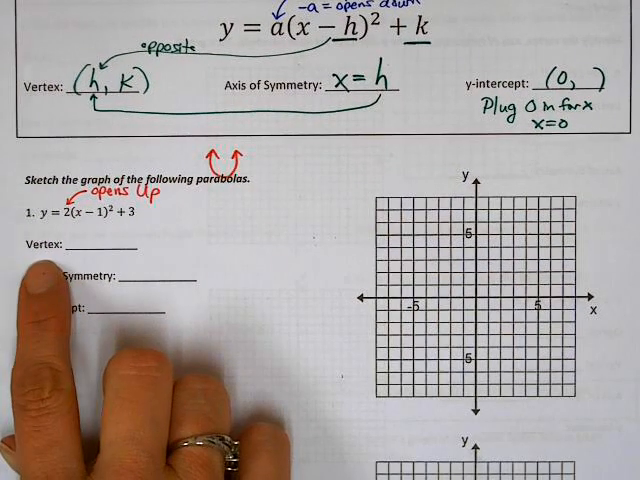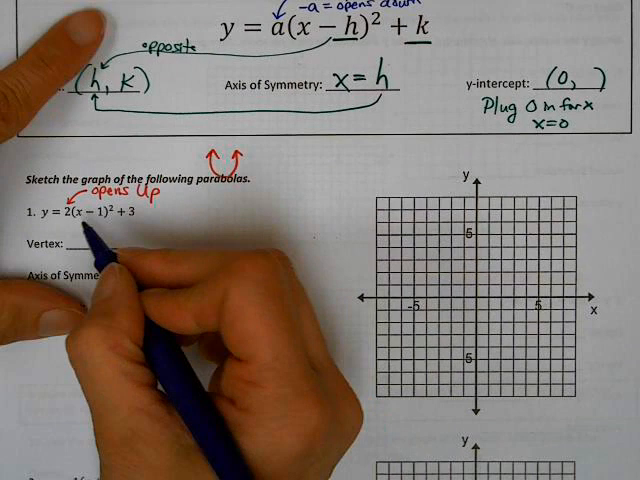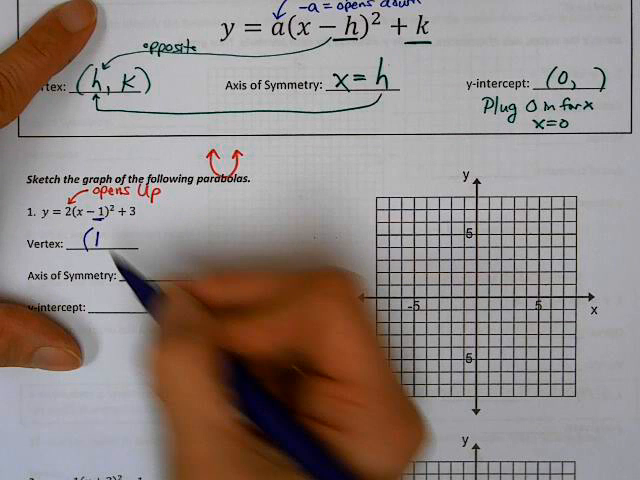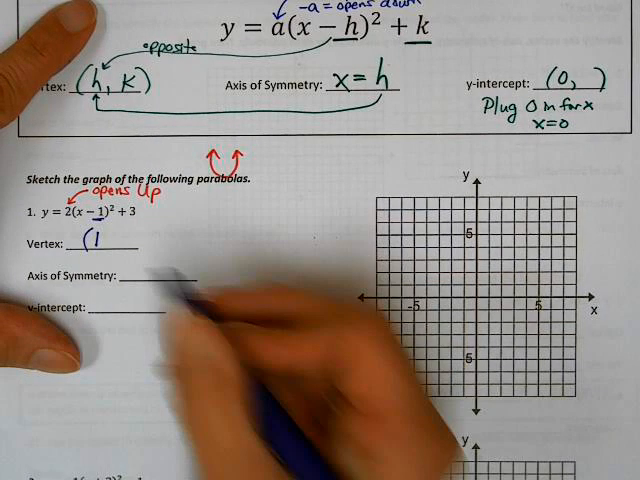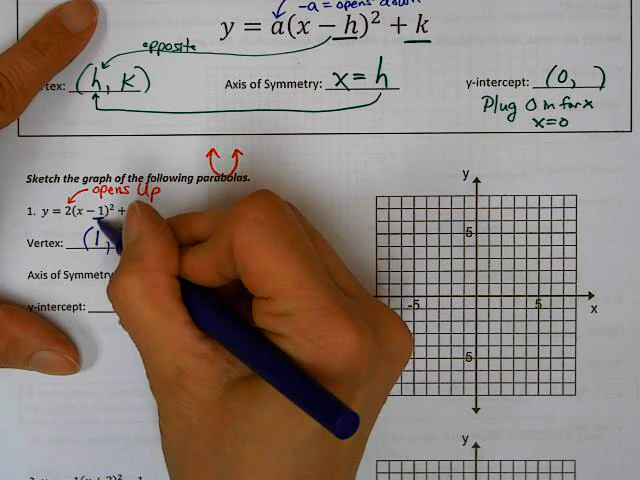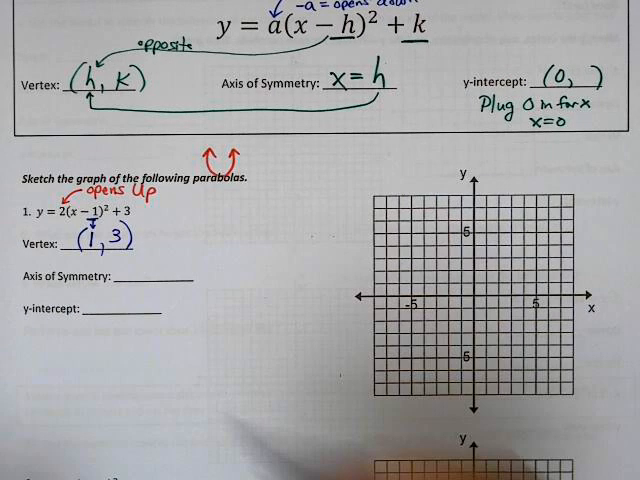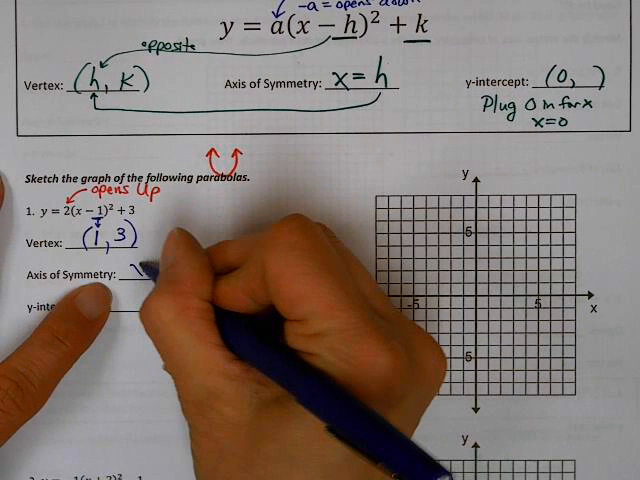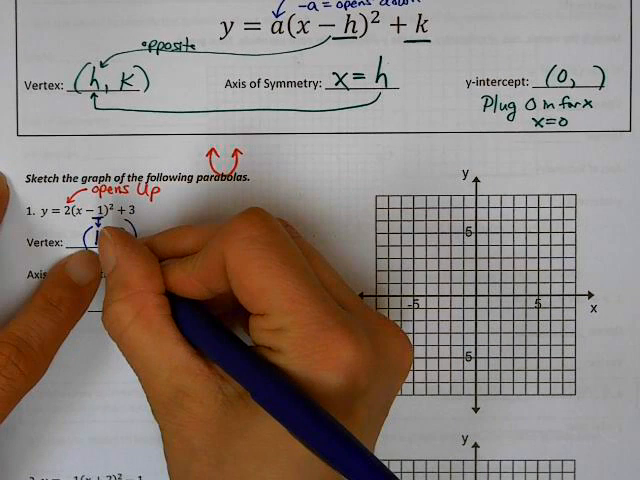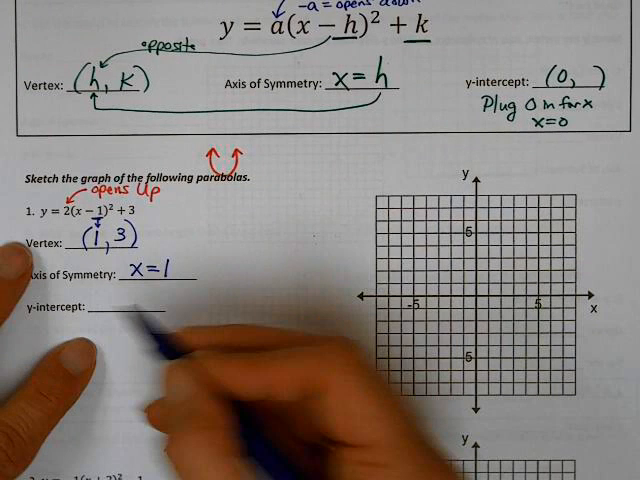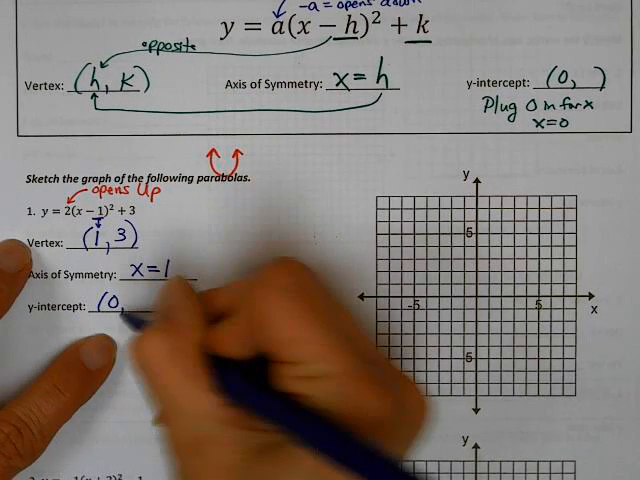The vertex. Right here it says -1, so I'm going to write +1. And if this says +3, I write a +3. You only change the x. The k stays the same. All right, axis of symmetry is going to be x equals the x number, 1. And then the y-intercept, we're going to have to do a little bit of work.